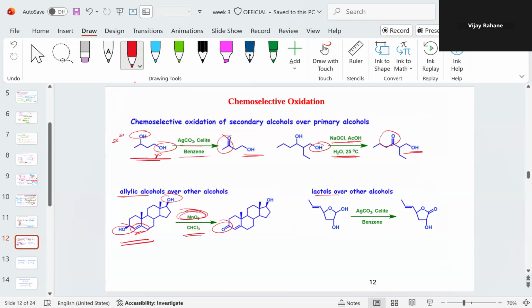Then another oxidation. If you have such a compound which has a lactol, basically this is the oxygen involved in the ring formation here. And if you use Ag2CO3 on Celite, it will selectively oxidize this hydroxy group and leave unaffected this other hydroxy group which is not in the vicinity of this lactol.